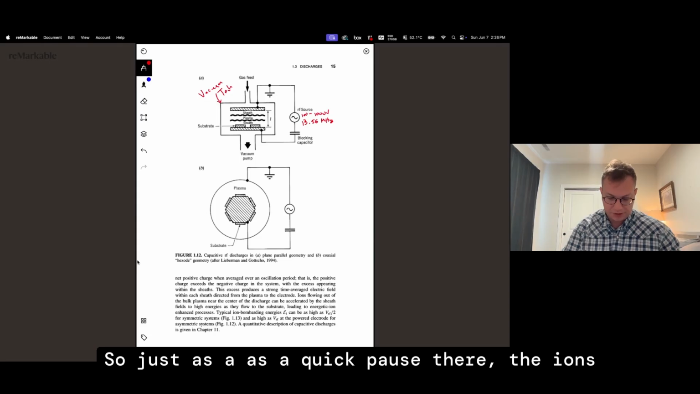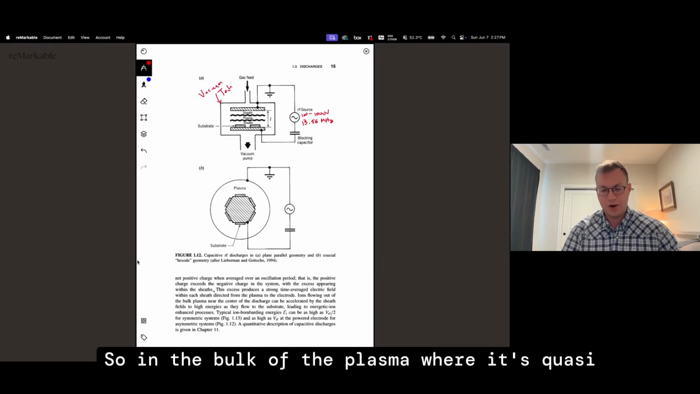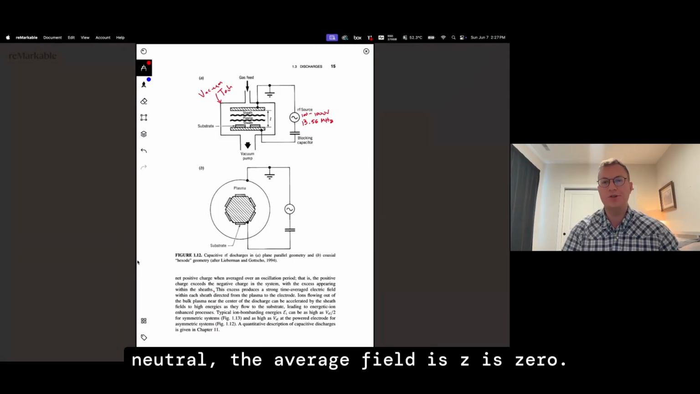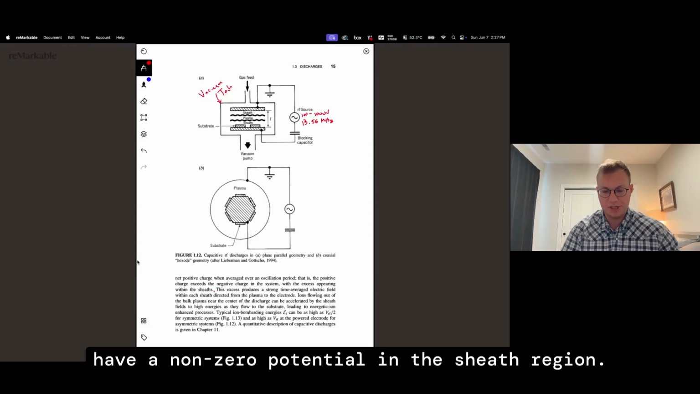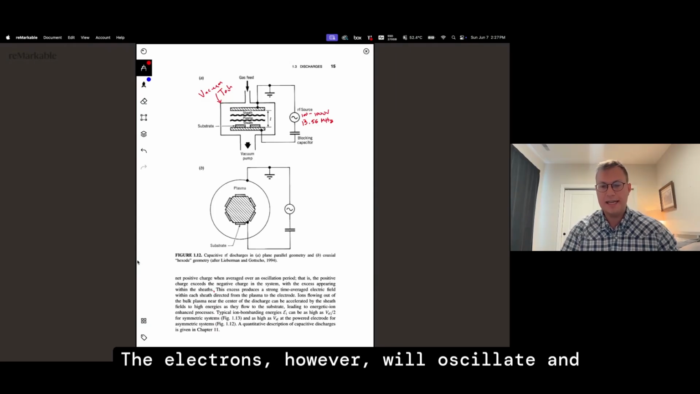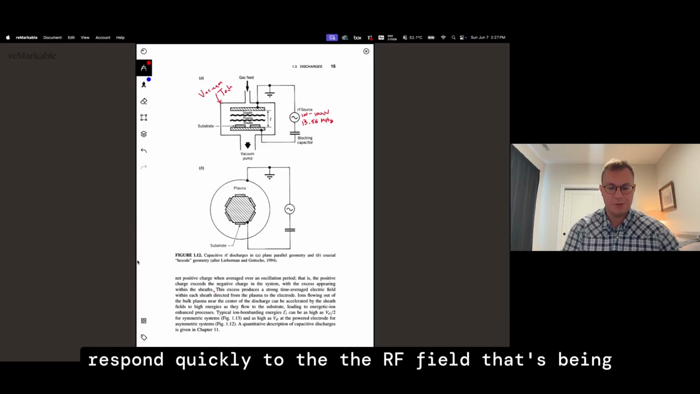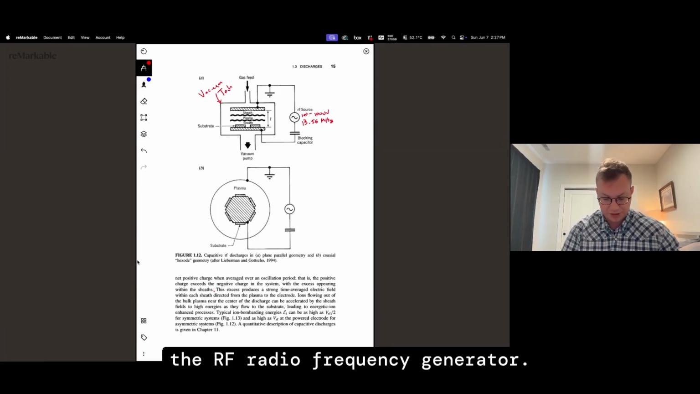So just as a quick pause there, the ions, because they're cold, only see the average field. In the bulk of the plasma, where it's quasi-neutral, the average field is 0, but in the sheaths you do have a non-zero potential, so the ions do get accelerated by that. The electrons, however, will oscillate and respond quickly to the field formed by the RF, radio frequency, generator.